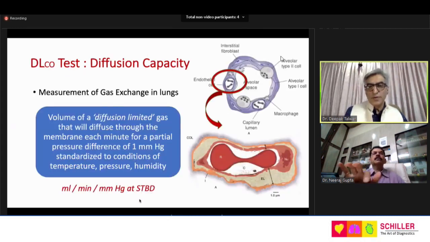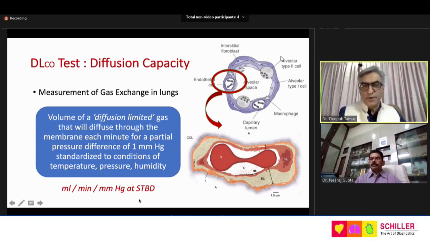This is what we are talking about. As I told you, we are trying to look at measuring the gas exchange which is occurring at the level of the lungs. And it's the volume, so volume has to be in milliliters, of a diffusion limited gas. It's very important. You can't use any gas. It has to be a gas which is diffusion limited, so that if anything is going to change, it is going to change through the diffusion process only. There are no residual changes, or back pressure changes coming because of that. And this diffuses through the membrane each minute for a partial pressure difference of 1 millimeter of mercury.